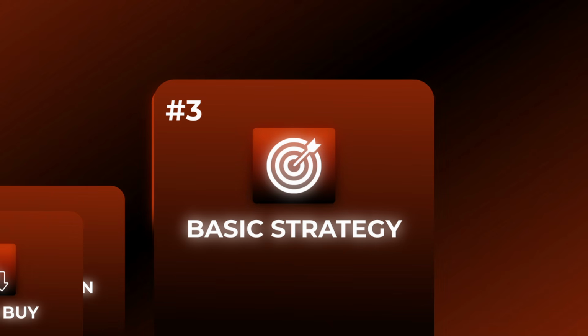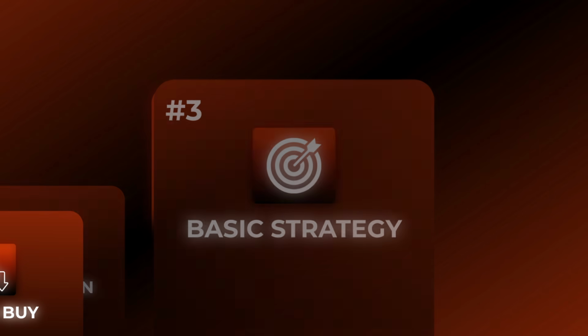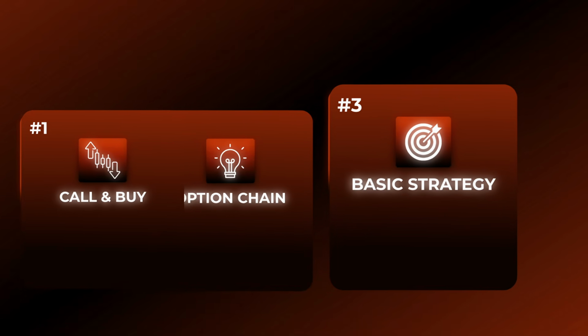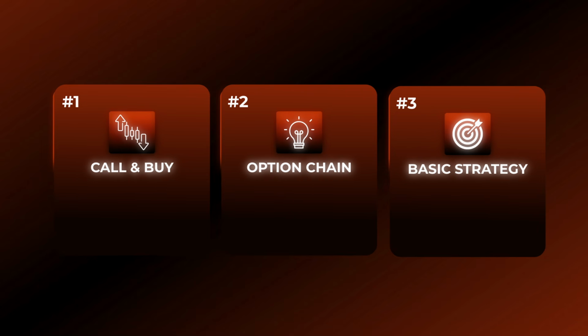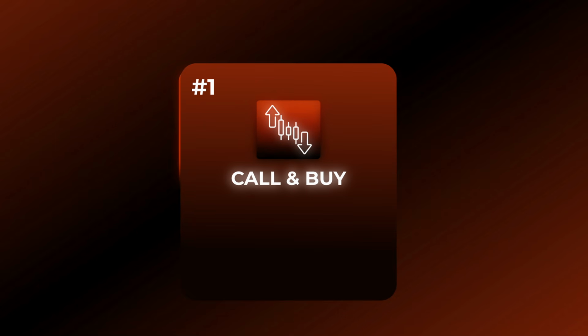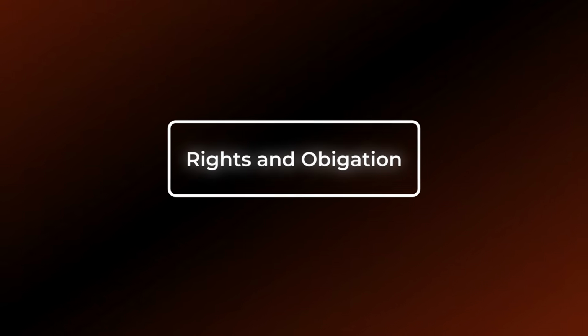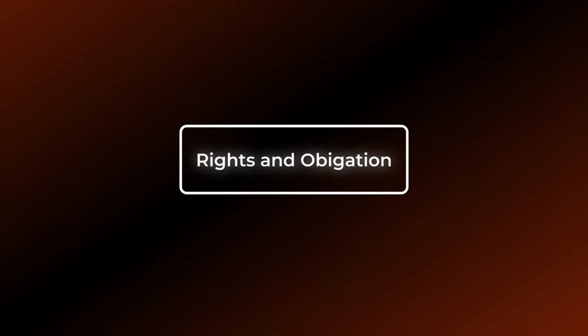And then you have the third pillar, and that is what are the basic option strategies. And I like to say, if you understand the basic option strategies, you'll be able to understand all the different exotic strategies that people come up with, because they're just deviations from the basic strategies. Those are the three pillars of the basis of options, you guys. And so let's focus on pillar one today. And let's talk first about rights and obligations.